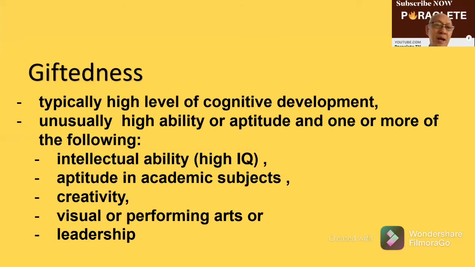They have also unusually high ability or aptitude in one or more of the following. The first one, they have high IQ or intellectual ability, more than 100, I think. Then some have aptitude in academic subjects. There are some who are really very, very good and excellent in mathematics. They can solve complex problems, and some are very good in English, and some can write, some can compose, and some are very good in other academic subjects, which they can memorize.